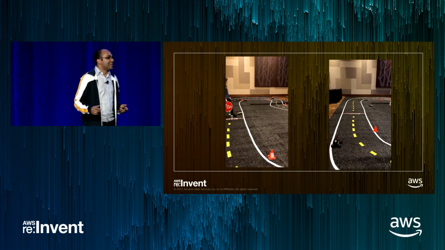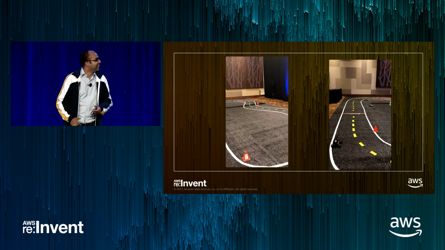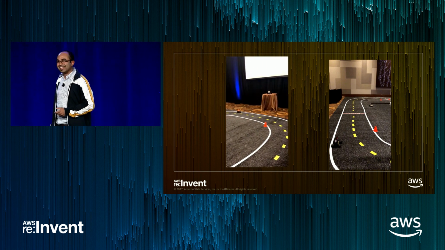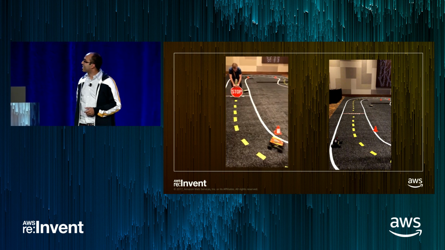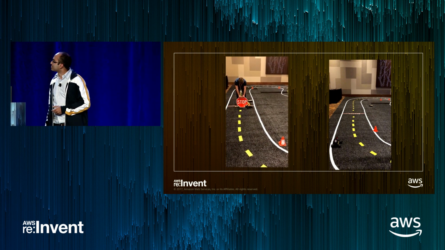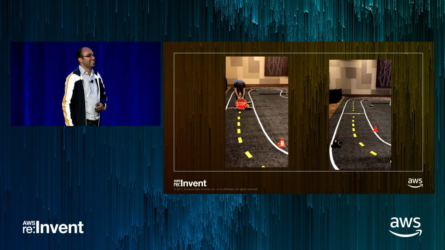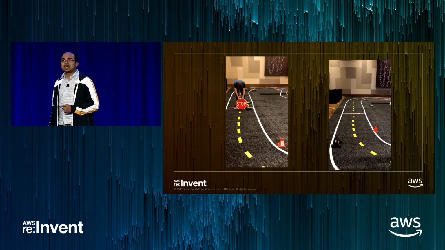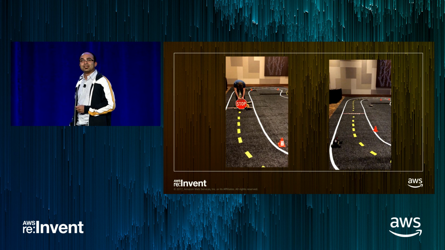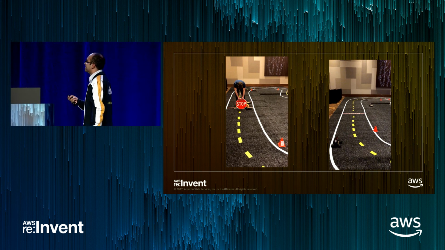So it didn't. But it did come back on the track there. And on a good note, it did see the sign and it was able to avoid the car, avoid the person, and the stop sign.